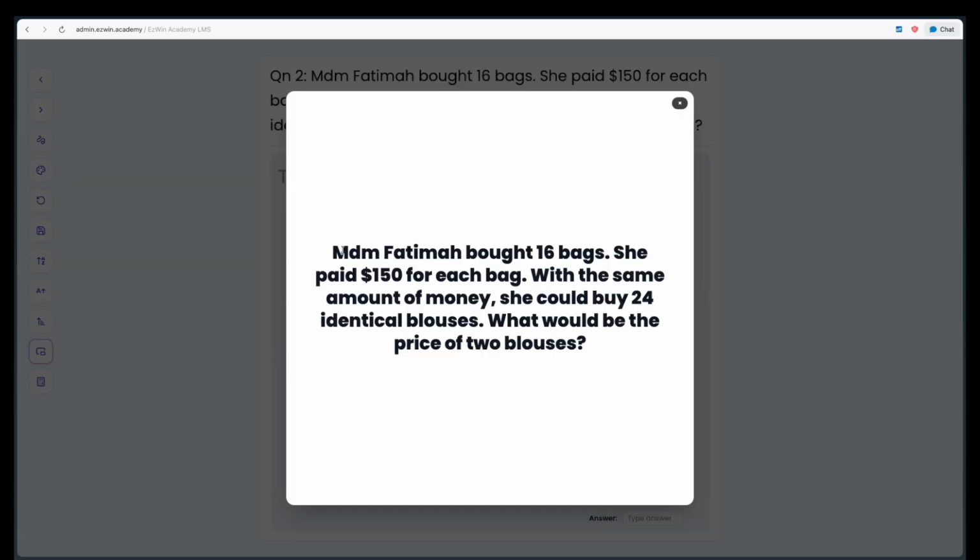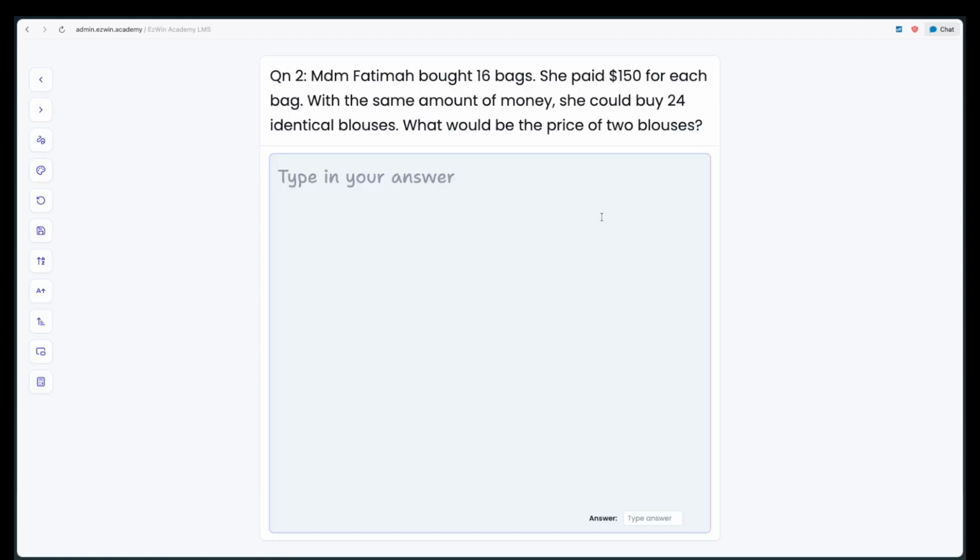Question 2. Madam Fatima bought 16 bags. She paid $150 for each bag. With the same amount of money, she could buy 24 identical blouses. What will be the price of the 2 blouses?